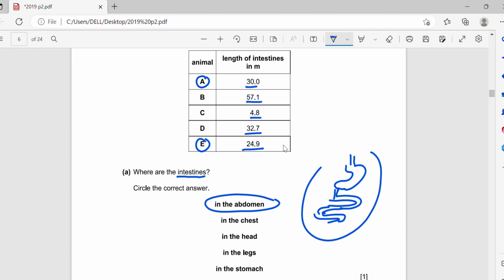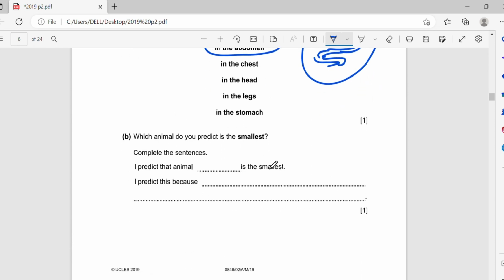Which animal do you predict is the smallest animal? Smallest animal means, in other words, يبقى عندي smallest length of the intestine. فين هنا smallest length of the intestine؟ عندي animal C علشان intestine it's 4.8, so it is the smallest animal. يبقى I predict that animal C is the smallest.